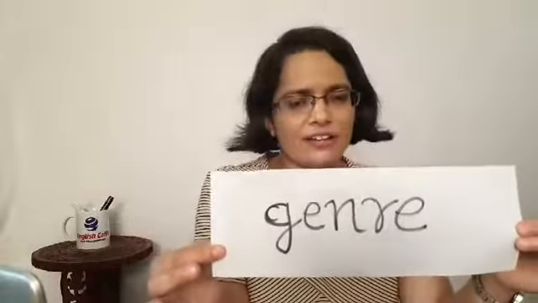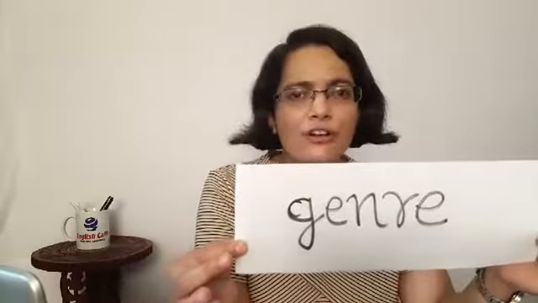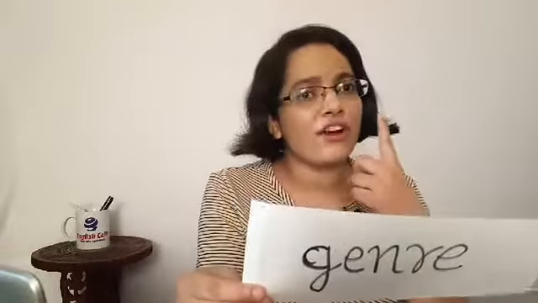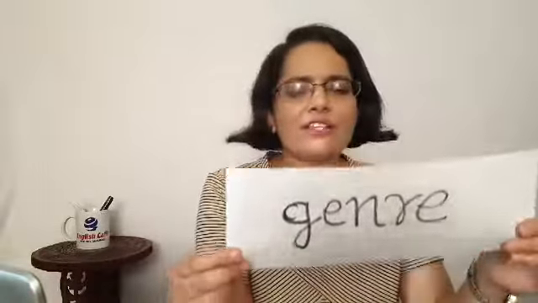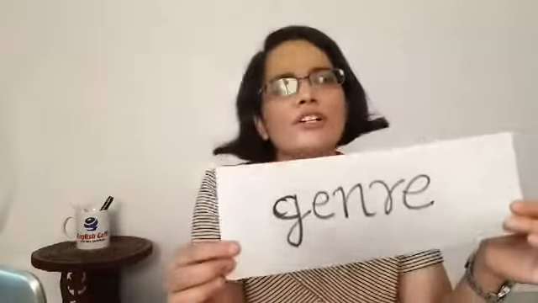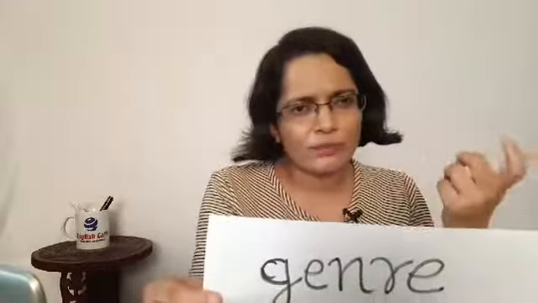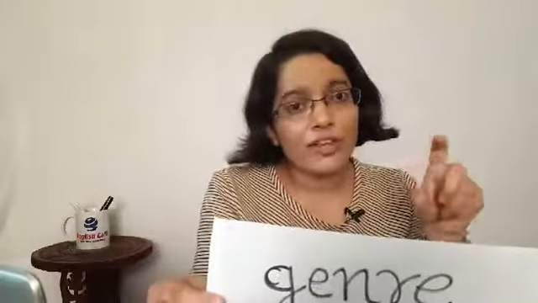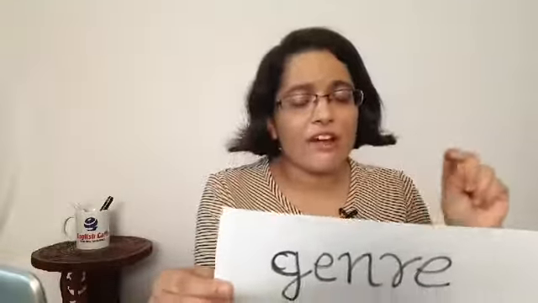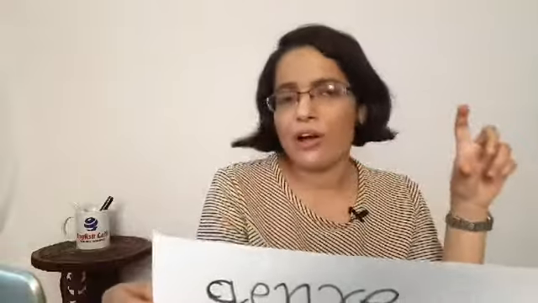And the next and the last French word I have for you is genre. It's not genre, it's genre. I told you about the sound right now. So it's genre. Genre means the type of literature, like the type of a movie or a book. So we have different genres of movies, like we have romance, we have thrillers, we have horrors. So all these are different genres of movies.